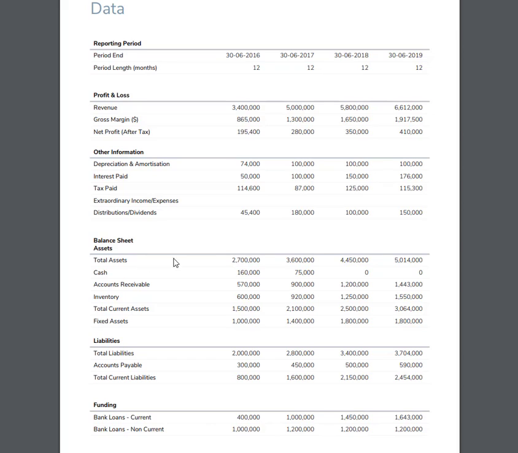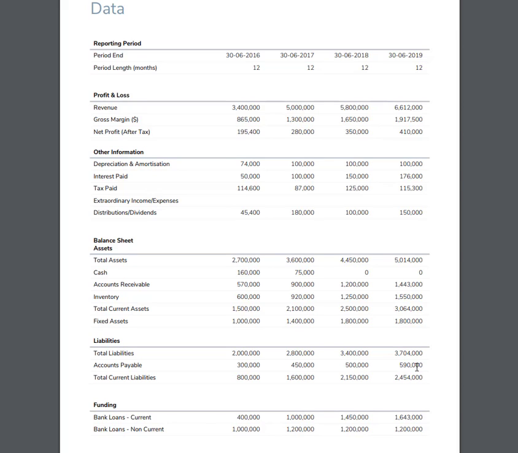Down in the balance sheet we have total assets, which is steadily increasing also, accounts receivable increasing, stock, inventory increasing, current assets are increasing, and our fixed assets have increased significantly in the short term. The liabilities are also increasing. The accounts payable, so who we owe money to, is increasing. And then we have our total current liabilities, which is also increasing.